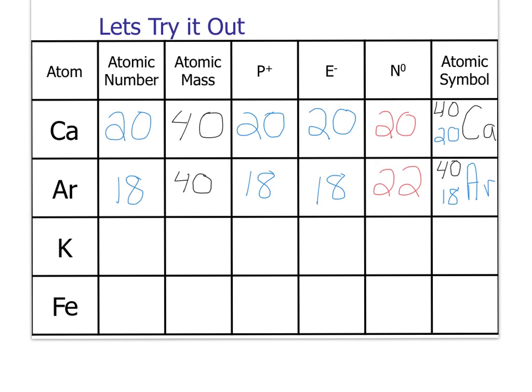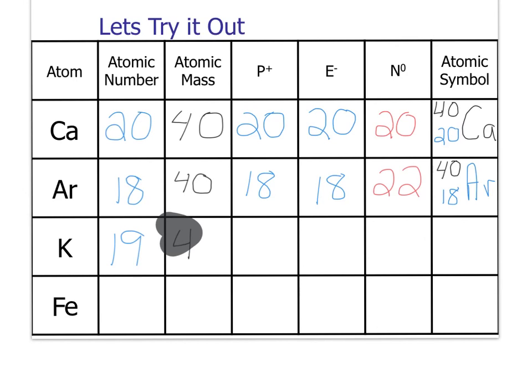Now, K is for potassium. If we look on our periodic table, we can find that potassium also has an atomic mass of about 40, but the atomic number is 19. The atomic mass, as I said, is really close to 40, 39.09. So that's actually what we'll write. Let's write 40.09, or 39.09.